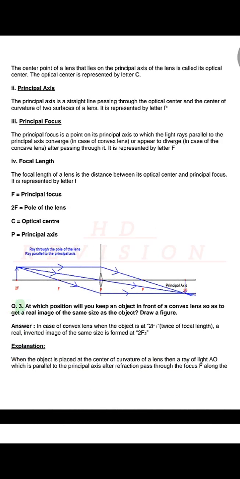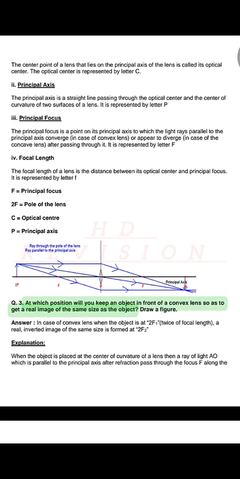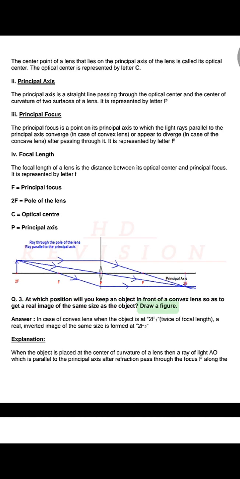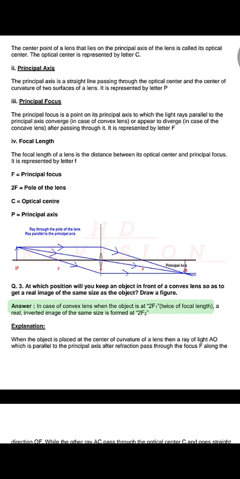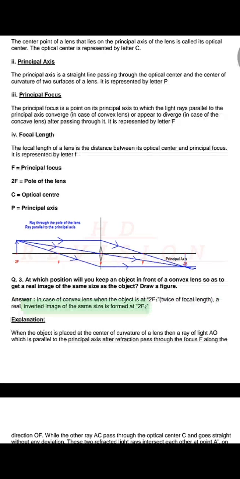Q. 3. At which position will you keep an object in front of a convex lens so as to get a real image of the same size as the object? Draw a figure. Answer. In case of convex lens, when the object is at 2F1, twice the focal length, a real, inverted image of the same size is formed at 2F2.